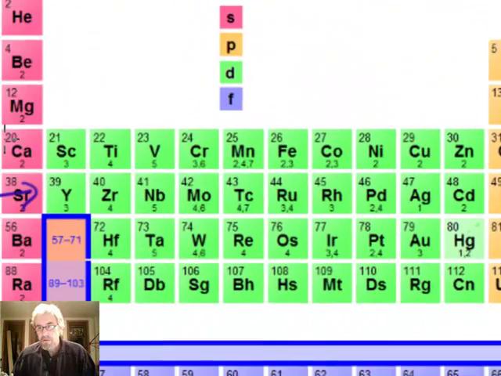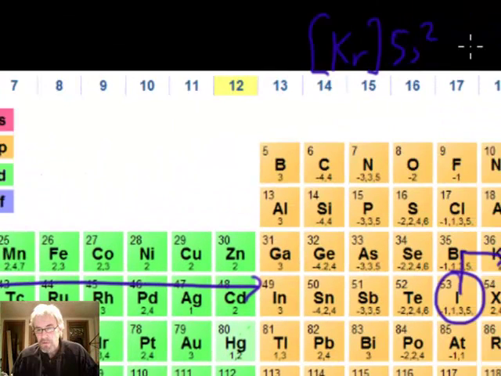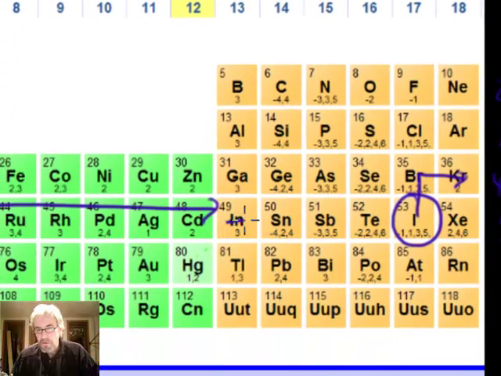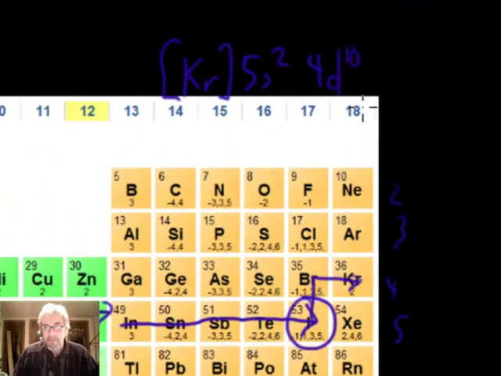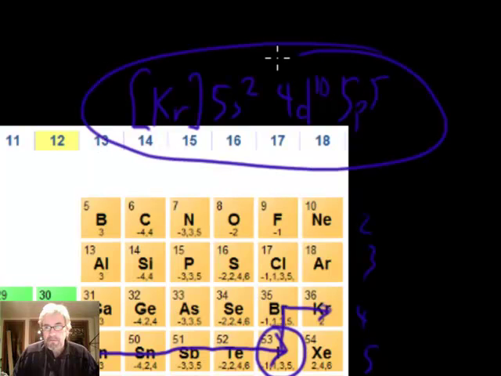Then 4d10. Then 5p. 1, 2, 3, 4, and 5 when I get to iodine. 5p5. So there's my shorthand notation for iodine.